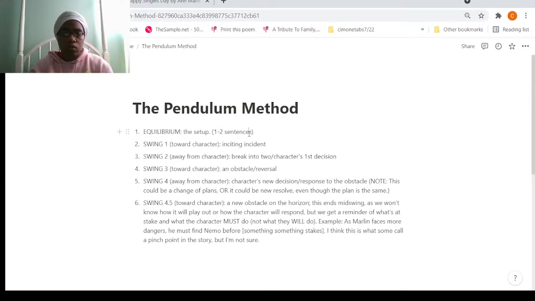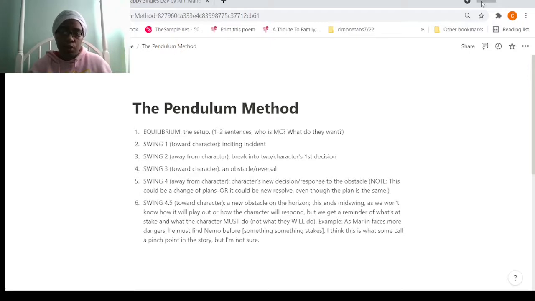So who is the MC? What do they want? And if it's middle grade or YA and maybe even younger, you might want to say the character's age. If it's an adult novel, you may not really have to do that, but just, who's your character, make a little description.